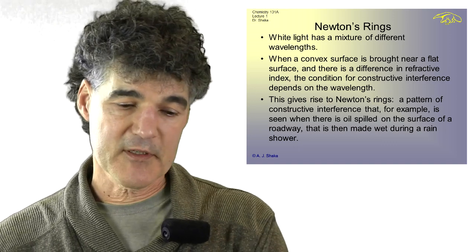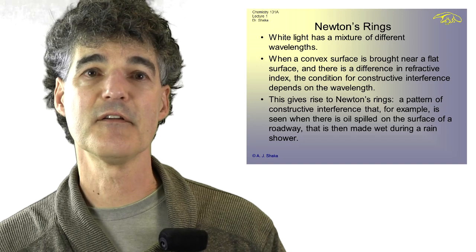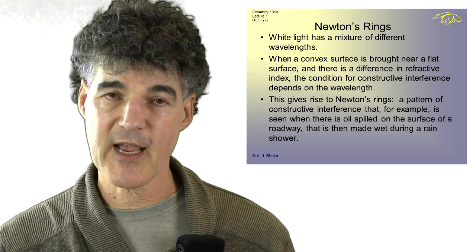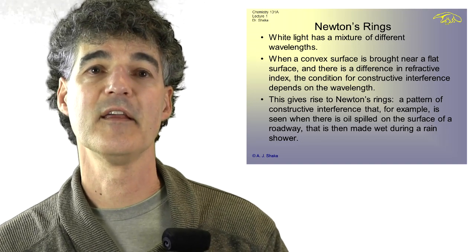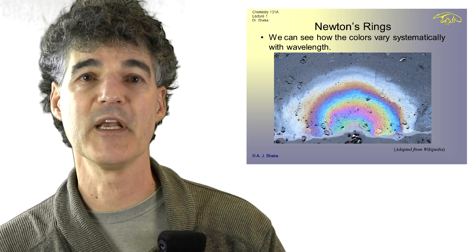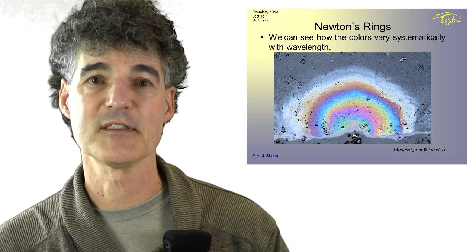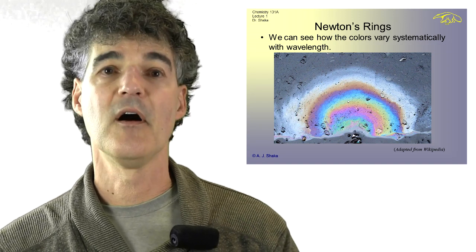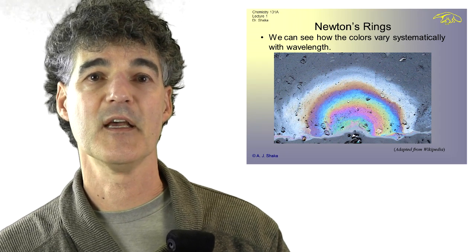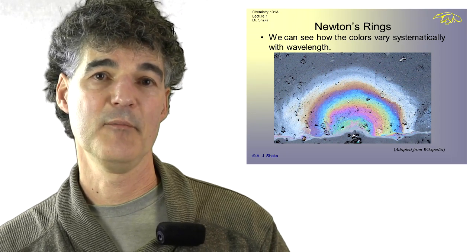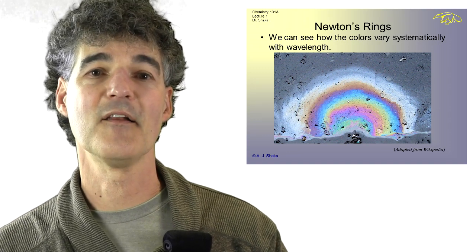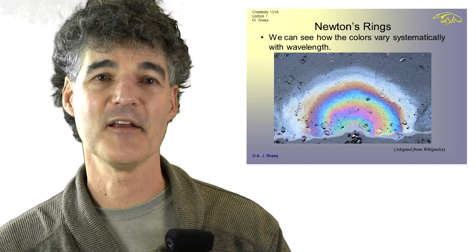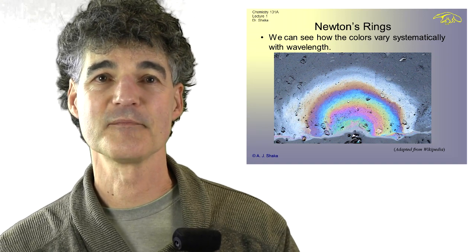When you have a convex surface near a flat surface, there's a difference in refractive index, and the condition for these beats to add up or subtract depends on the wavelength. And this is a phenomenon called Newton's rings, a pattern of constructive interference that, for example, you can see if you spill oil, which tends to bead up on water, on a wet surface. And we used to always look at that as a kid, because cars in Salt Lake City always had a lot of oil leaking out of them in those days. And it rained, and we would spend a lot of time looking at these beautiful patterns.